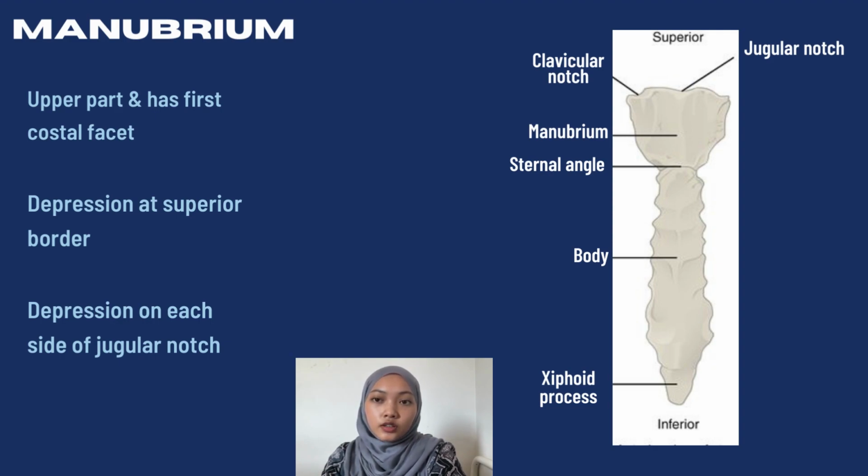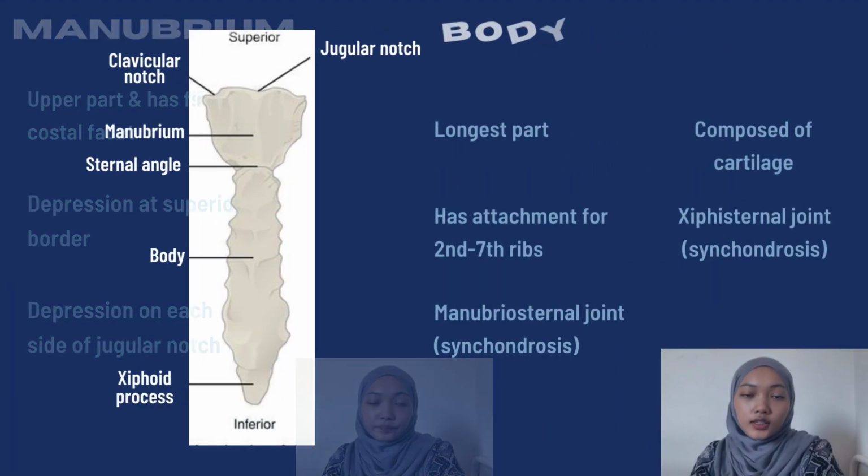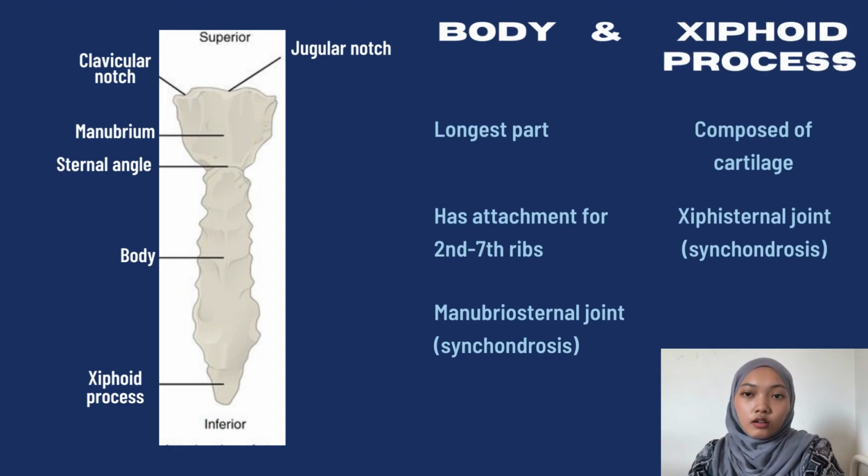The depression on each side of the jugular notch is the clavicular notch for attachment with the left and right clavicle by sternoclavicular joint. Sternoclavicular joint is a type of synovial joint and classified as diarthrodial joint as it allows gliding movement. Next is the body, the longest part of the sternum, which is approximately 4 inches in length. The body of the sternum has an attachment to the second until seventh pair of ribs.